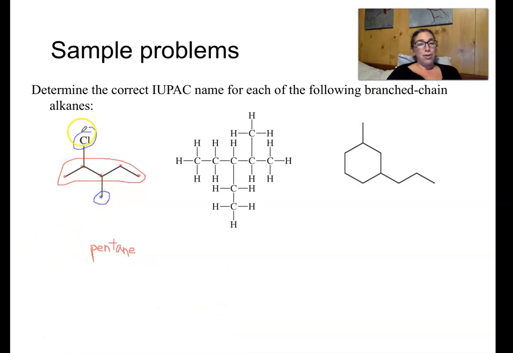Chloro, methyl. Chloro comes first in the alphabet. So I'm going to write my chloro, and then methyl. It's a little bit of a tight squeeze for me here. Chloro and methyl.